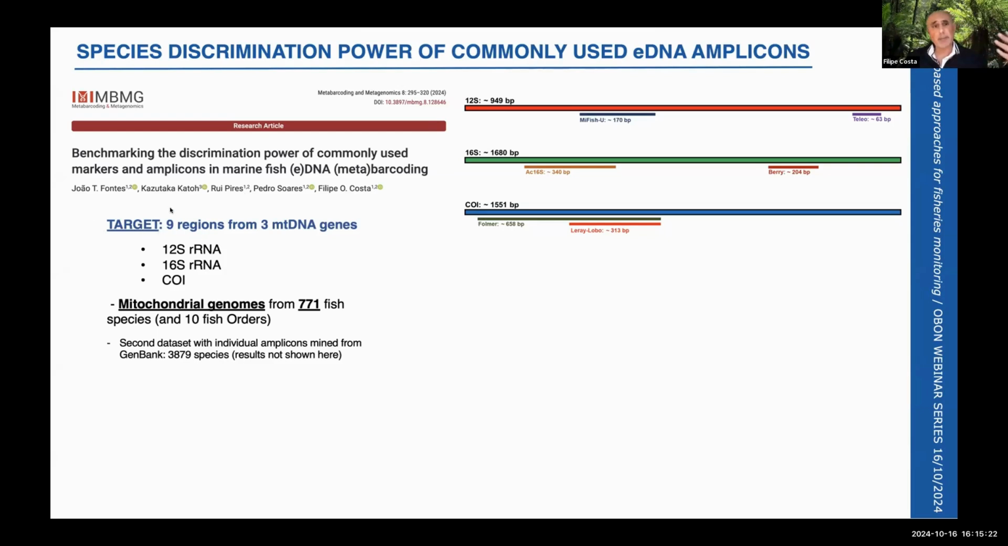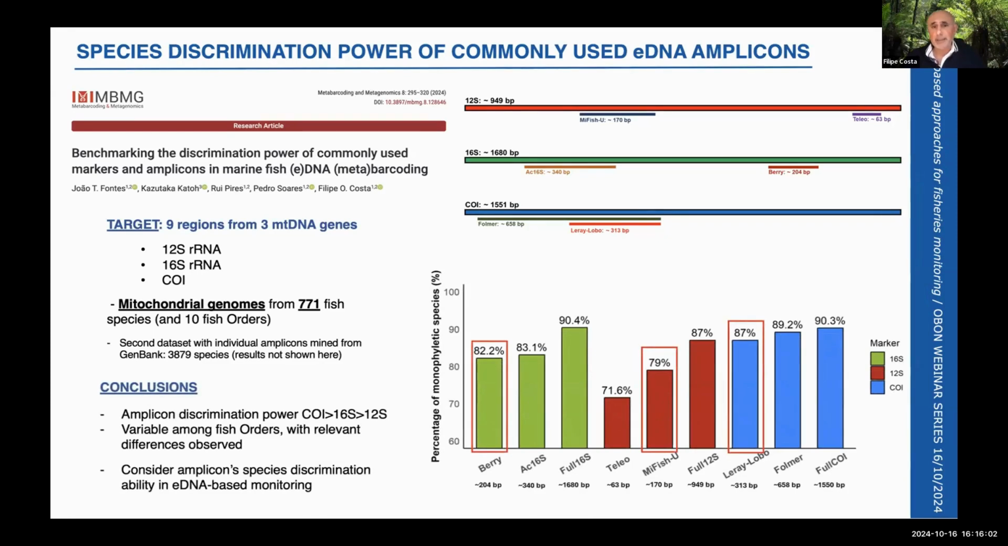The target of this paper was to analyze the discrimination power of 9 genomic regions from 3 mitochondrial genes, 12S, 16S, and CO1, and especially the amplicons that are usually employed more frequently. We used the mitochondrial genomes from over 700 fish species and from 10 fish orders to do this analysis. We did a second analysis just with the amplicon data directly from GenBank, but I'm not going to show it here.